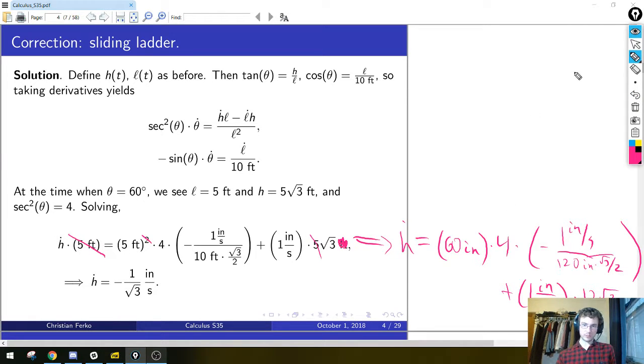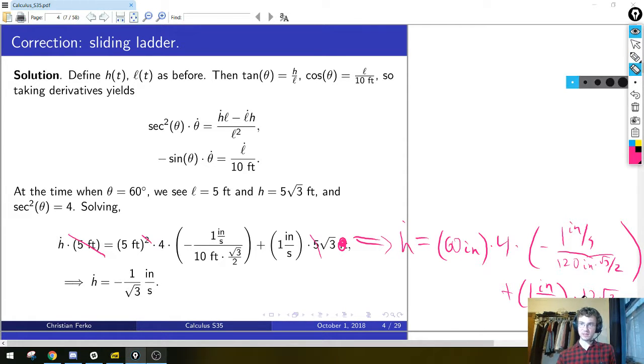No factor of feet. Sorry, that's wrong. We canceled the factor of 5 feet everywhere. So when you cancel the number, you cancel the unit as well. So 5 feet cancels here, 5 feet cancels here. On this side, we cancel both the number 5 and the unit feet.